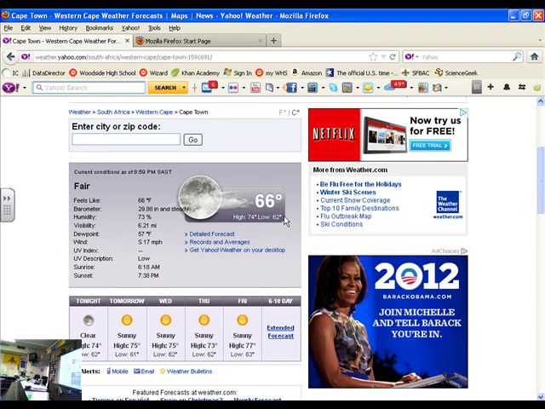Cape Town, this is in South Africa. Notice it's night there, and there's 73% humidity. Cape Town is the southern tip of Africa. It's summer there.